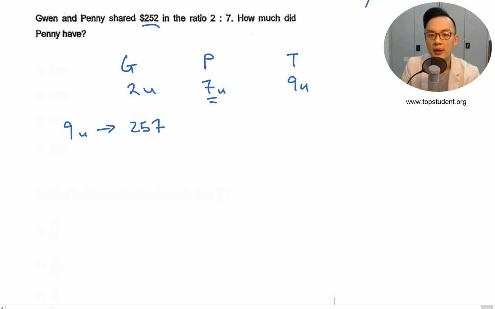How much did Penny have? So Penny had 7 units. So a lot of times people do 1 unit and then find 7 units. So 1 unit is 257 divided by 9, and I take this answer times 7 over here.